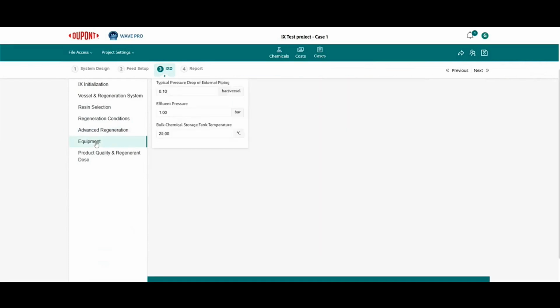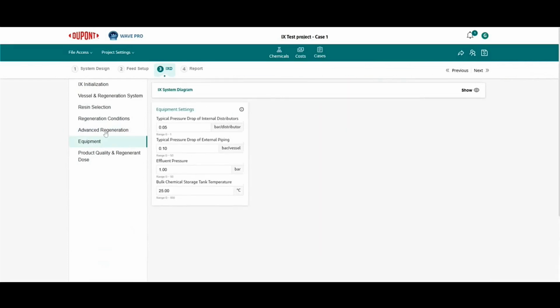And the next page that you would take the defaults is we have some typical values for pressure drop inside the distributors, piping. Do you want any back pressure on the whole system to give you a sort of effluent pressure to get to the top of your storage tank? And these are all fairly typical default values. You could change them if necessary.